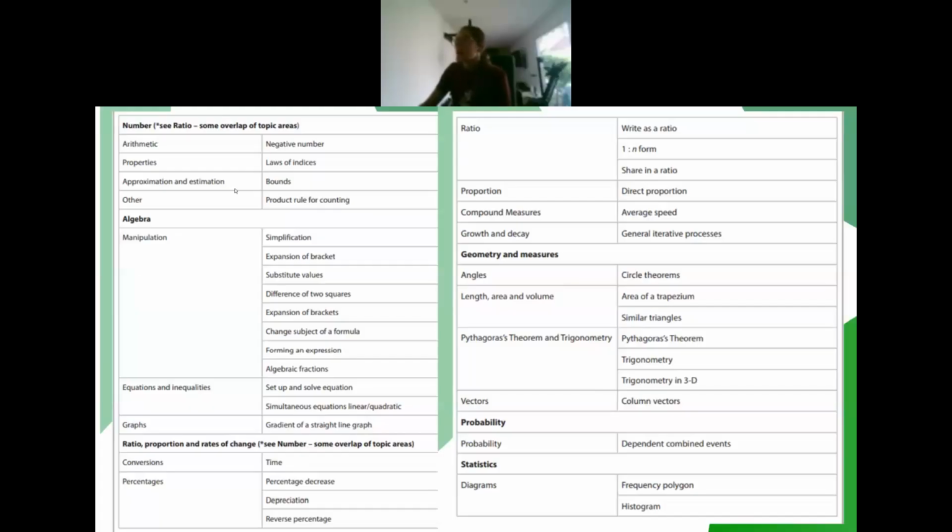Okay, so in terms of content for higher, the laws of indices question is higher only, so that's going to be second half of the paper, as is bounds, as is difference of two squares. Changing subject of a formula is actually on the foundation content, so we can expect it to be an easier rearrange rather than one of the more difficult rearranging where you've got two of the same letter.